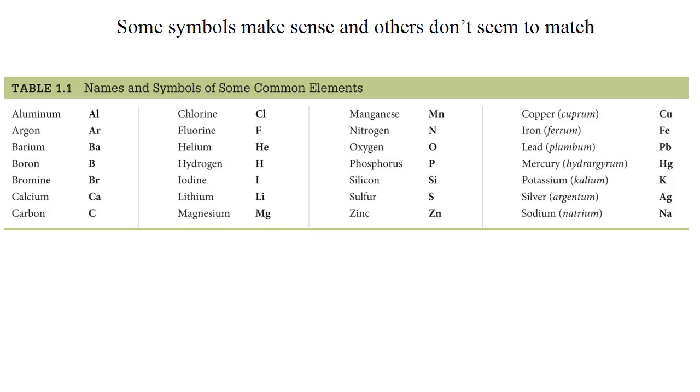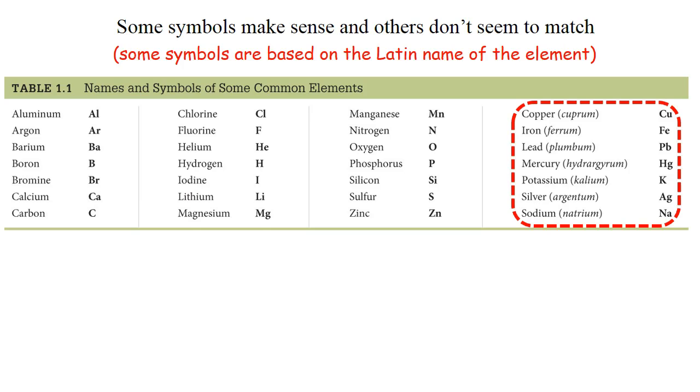Now, if we go through the symbols, a lot of the symbols make a lot of sense because they're just the first two letters of the name, like aluminum and argon and barium. Some of the elements don't seem to match because they are named for the Latin name, and you can see those over on the right-hand side. Copper is Cu and not Co because the Latin name is cuprum. And a lot of them are really weird, right? Like sodium is Na because its Latin name is natrium. So when they don't seem to match, it's because the symbol represents the Latin name.